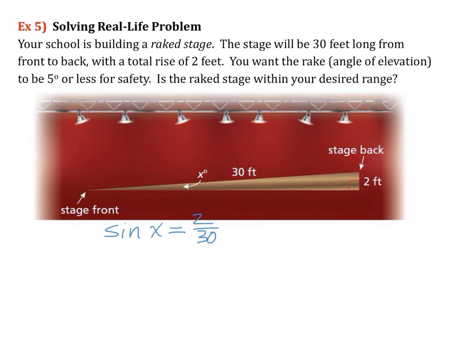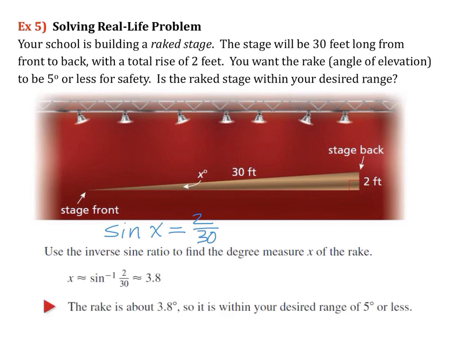All right, so it looks like we're setting up our sine equation. So sine of x equals 2 divided by 30. To solve for this unknown angle measure, we're going to have to use inverse sine to find the degree measure of x of the rake. All right, so you type in your calculators, inverse sine of 2 divided by 30, which comes out to approximately 3.8. So the degree value of the rake is within our desired range, that is 5 degrees or less.